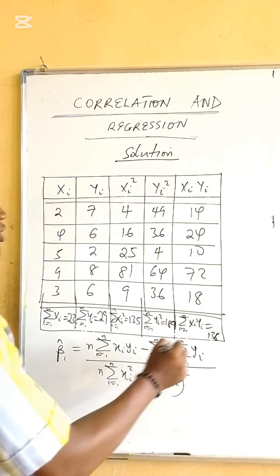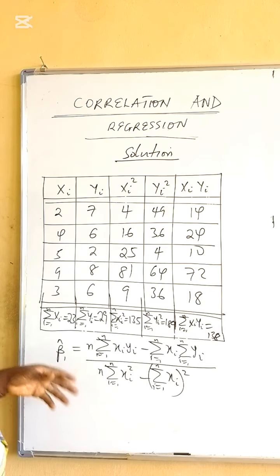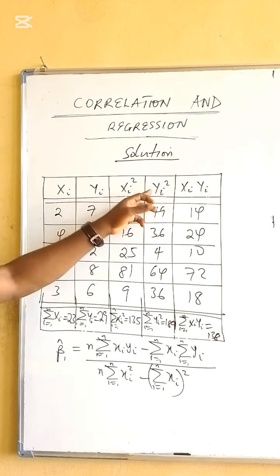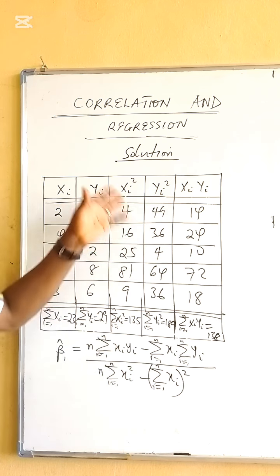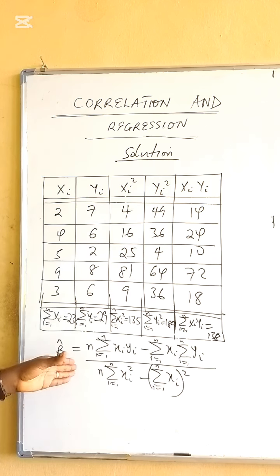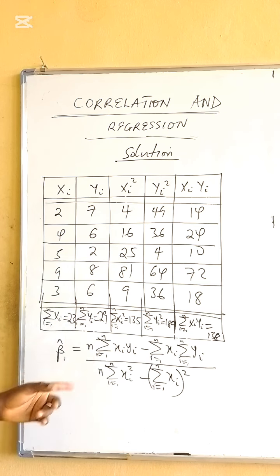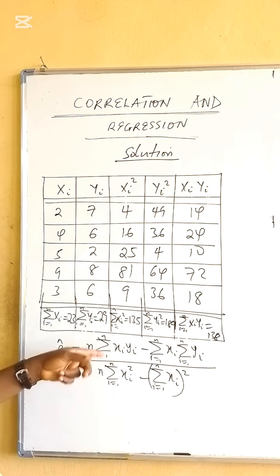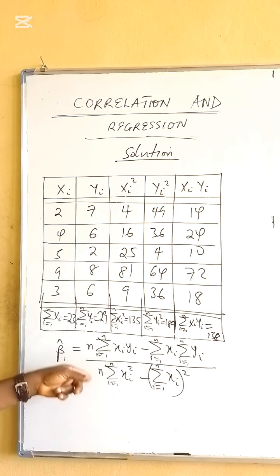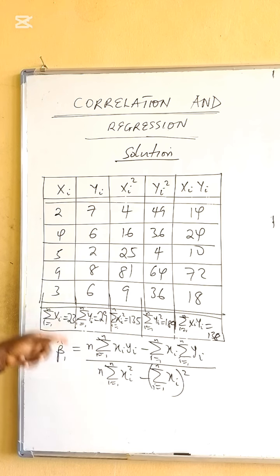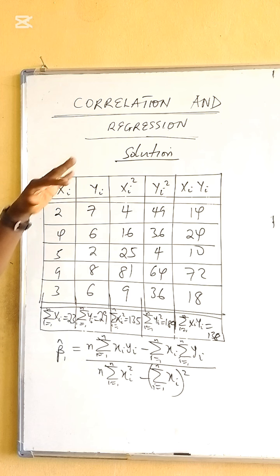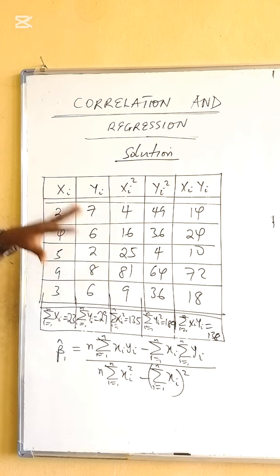Now, someone can ask the question, why are we putting summation yi squared in our table when we don't have it in this formula? Please, this is just to solve the problem at once, because we have to find the correlation coefficient. Although yi squared does not appear in this formula, for Pearson's correlation coefficient it appears. So it is just to get everything done that we need at once.